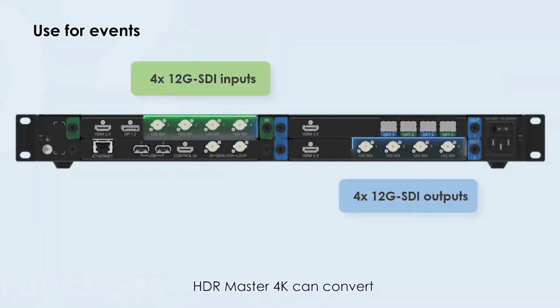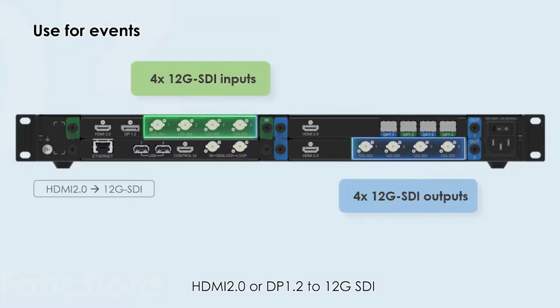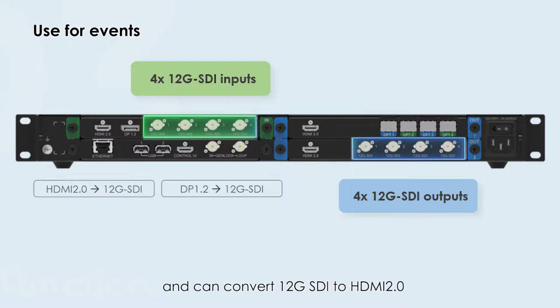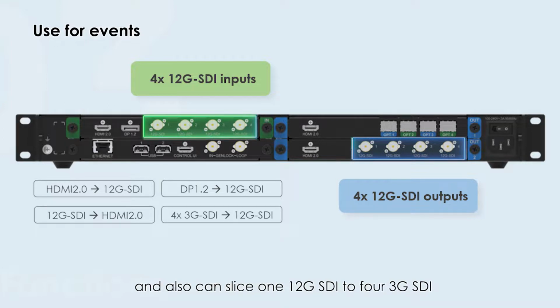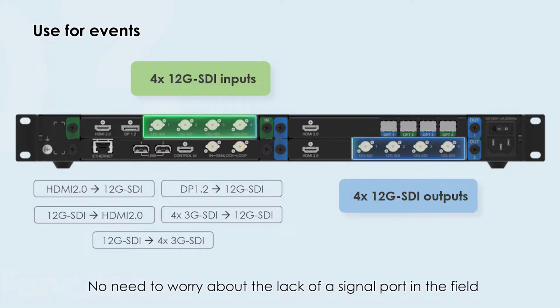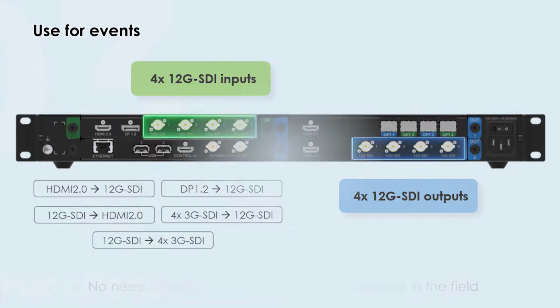HDR Master 4K can convert HDMI 2.0 or DP 1.2 to 12G SDI and convert 12G SDI to HDMI 2.0. It can mosaic 4 3G SDI to 1 12G SDI and also can slice 1 12G SDI to 4 3G SDI. No need to worry about the lack of a signal port in the field.